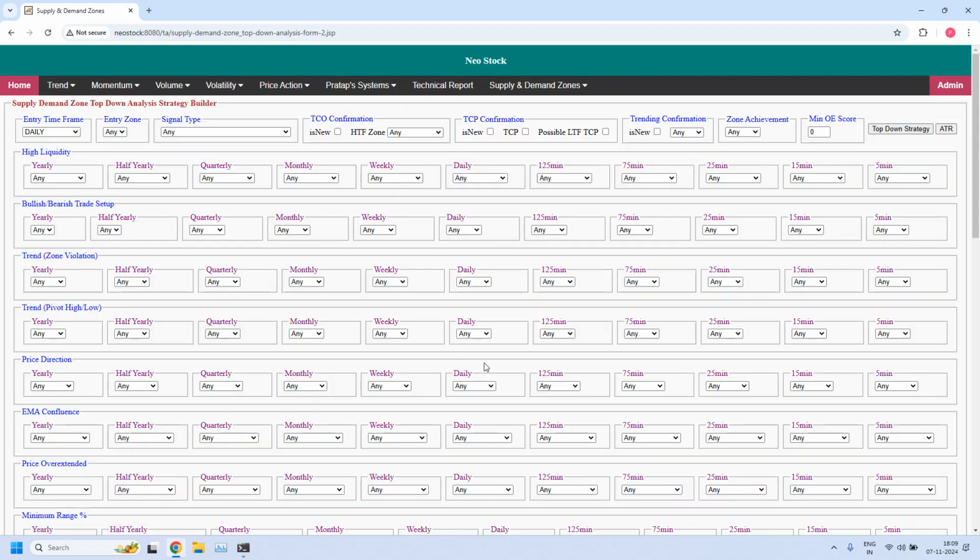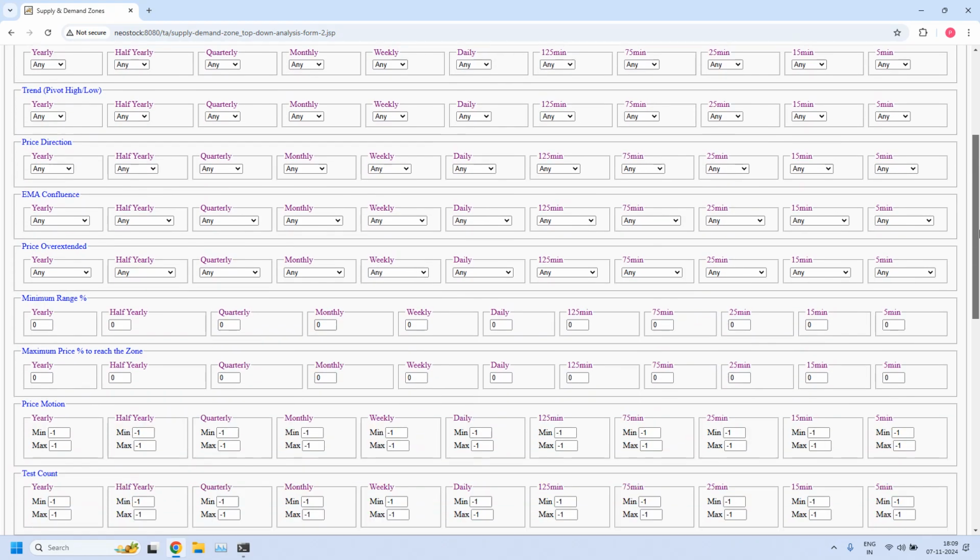Next, bearish trade setup for monthly income trade. Entry time frame is daily, entry zone is supply zone. In bullish or bearish trade setup at daily time frame, I am selecting bearish. This daily supply zone should not be pierced.